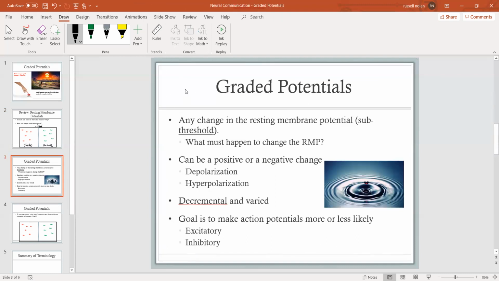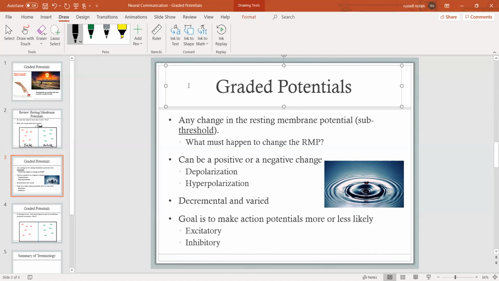Graded potentials are also described as being decremental and varied. Decremental meaning that they decrease in their strength. And varied means that obviously they can have different strengths. And so the best analogy I think about is dropping a pebble or a rock into a perfectly still and flat pond. Obviously, the bigger the rock, the bigger the change or the bigger the ripples in the water. So graded potentials are the same way.